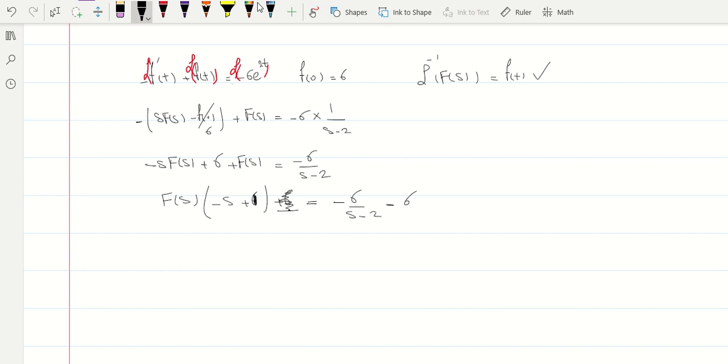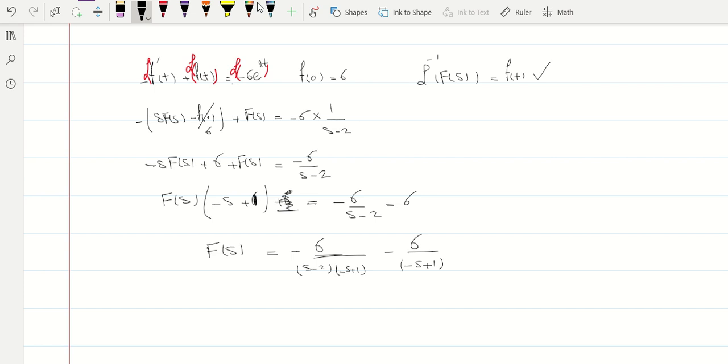And later, I'm going to divide both sides of the equation by the value of minus s plus 1. So my left-hand side would be left with F(s) only, and my right-hand side would be divided by minus s plus 1. So the first one would be minus 6 over (s minus 2) times (minus s plus 1), and also minus 6 over minus s plus 1, right?